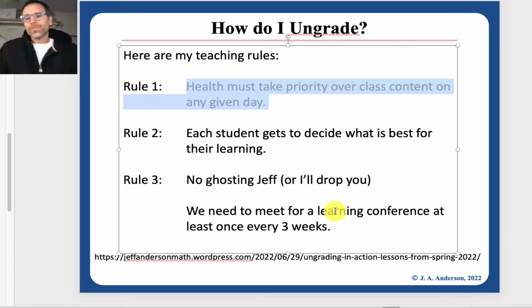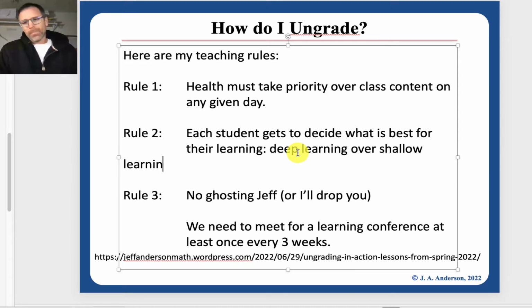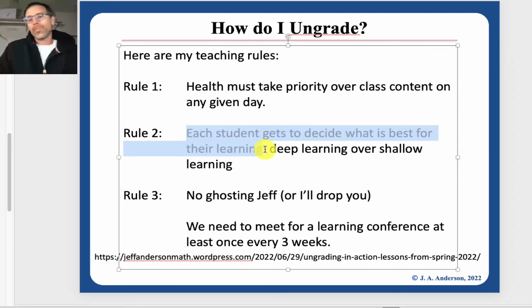Rule number 2, this is kind of interesting, actually. Deep learning over shallow learning. So I always say to a student, I want you to learn deeply. So I never want you to do shallow learning in our class. And the way that this shows up is every student gets to decide what's best for their own learning.